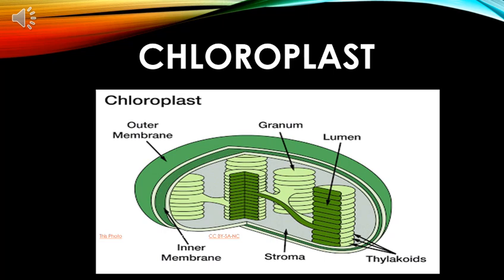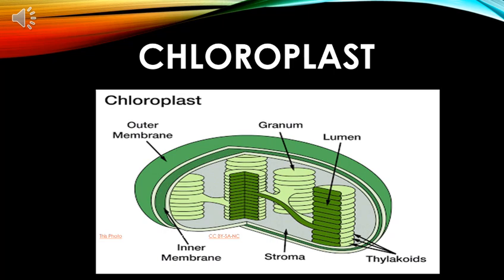I have told you that there is a part of the plant which is called chloroplast, which contains chlorophyll, and I have also told you the importance of photosynthesis. Now let's have a look at how this chloroplast looks and what its parts are.